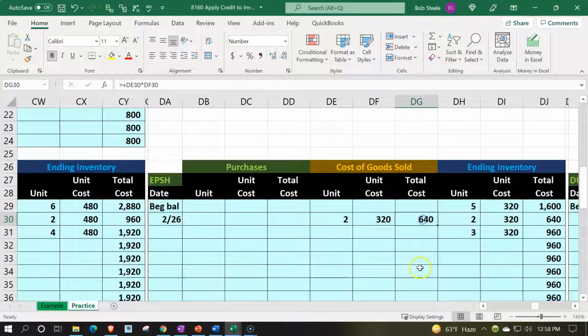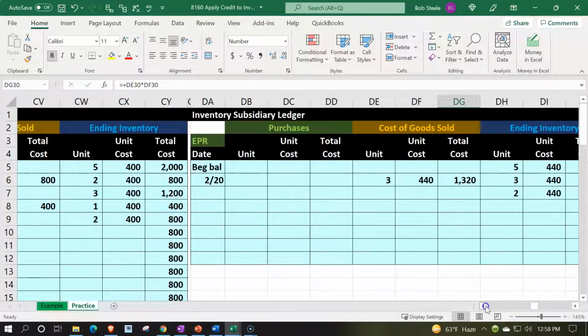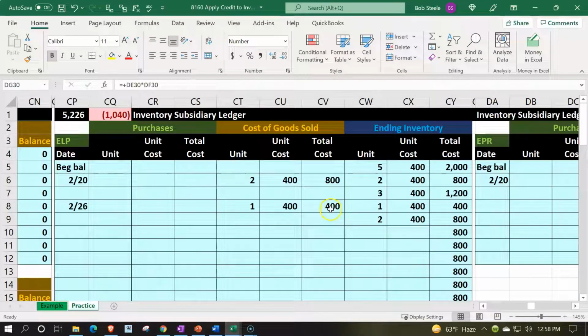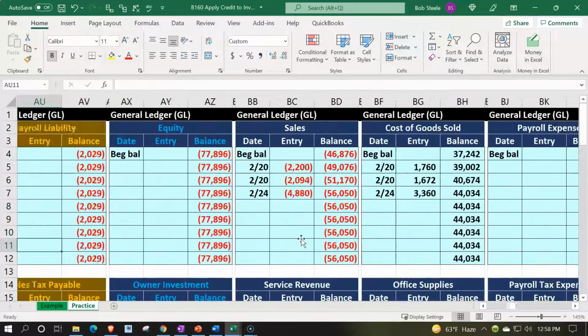So if I take this 640 and then this other 400, I'm holding control down. That adds up to 1040. That's what we're out of balance by. That's what we're going to make the journal entry for our transaction. So let's go all the way back to our data input for the general journal.